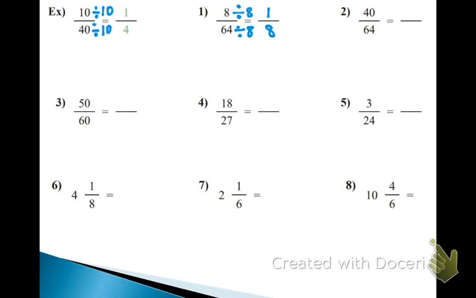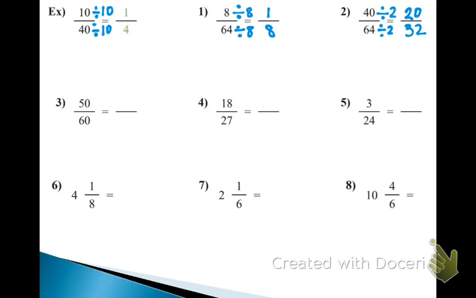Number 2, 40 over 64. We can at least tell that that's divisible by 2, so we could try that. Divide the top and the bottom by 2. What's 40 divided by 2? 20. What's 64 divided by 2? 32.